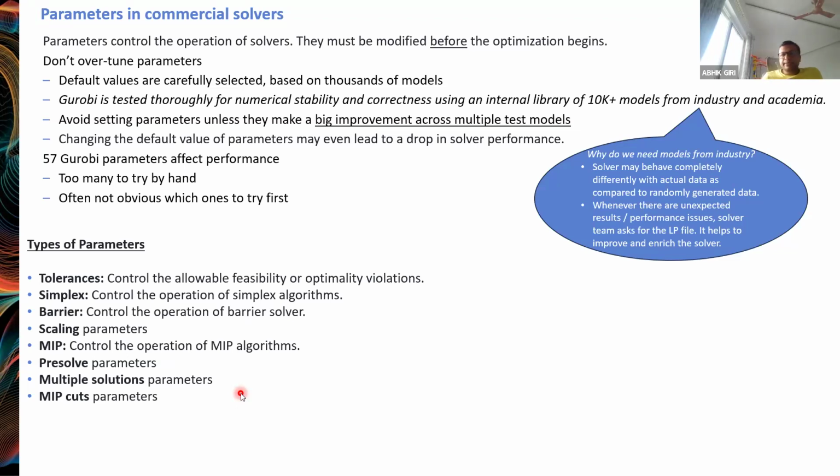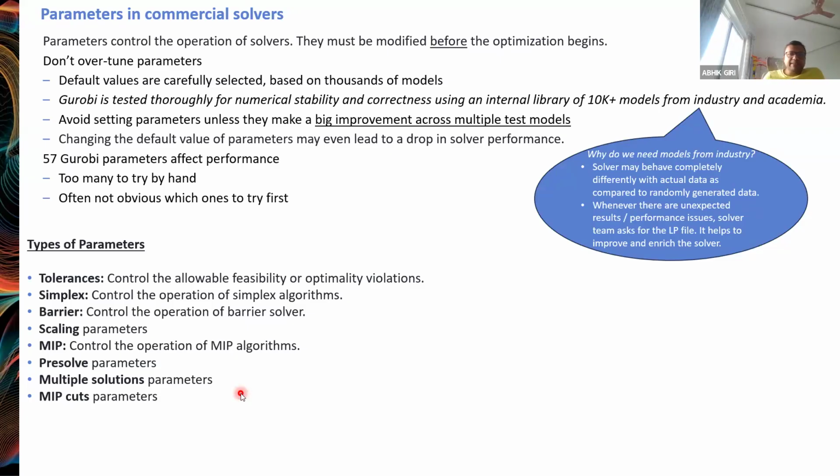Yeah, so why do we need this? This is one area where the academia-industry connect is very useful. Generally, in academia, when solver developers create their own data sets, it will be randomly generated data. It may not have the same properties as actual data, and you might see completely different behavior with actual data. So that's why it is very essential that solvers get access to the actual data as much as possible.